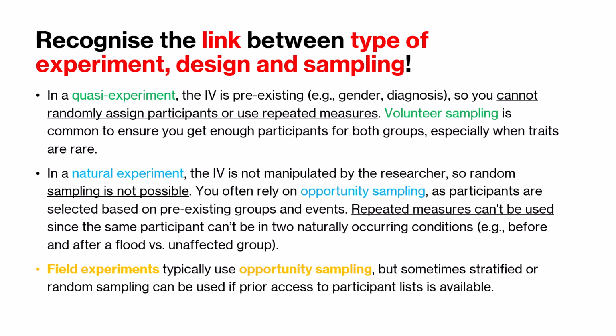Lastly, field experiments, because they're happening where someone would be anyway, will also typically use an opportunity sample, although sometimes if prior access to participant lists is available, there might be a way to manipulate and stratify the sample, or to make sure that certain people are in a certain place at a certain time, but within still the environment they would be. For example, if I pretend there was a room change in a school, to make sure that I have certain students in a certain group, and that would include some deception.